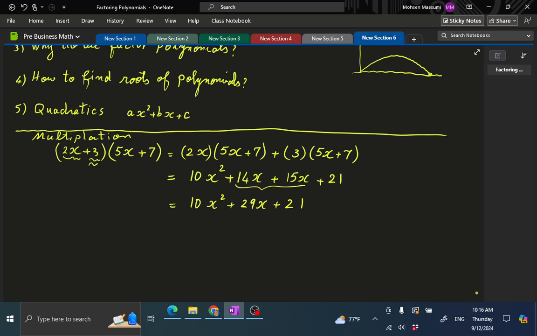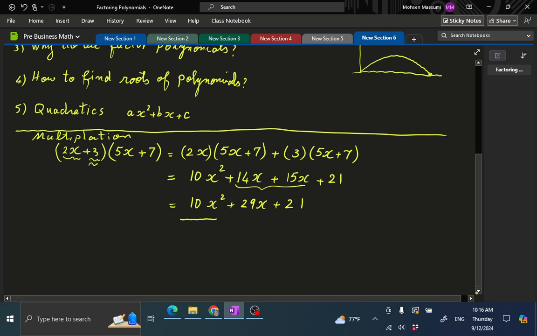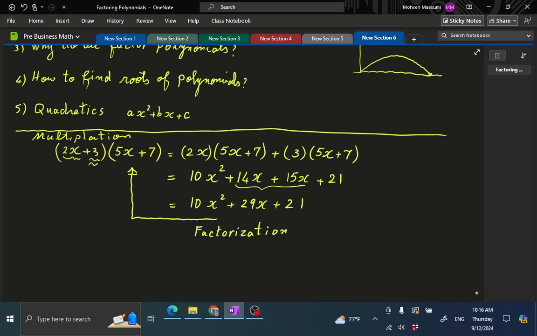What we are after is going backward. You want to go from here back to this, and that is called factorization. Factorization is a backward operation on multiplication. Just as driving your car backward is going to take a lot more skill than just driving it forward, same with the case of factorization, it is one level higher than multiplication itself.